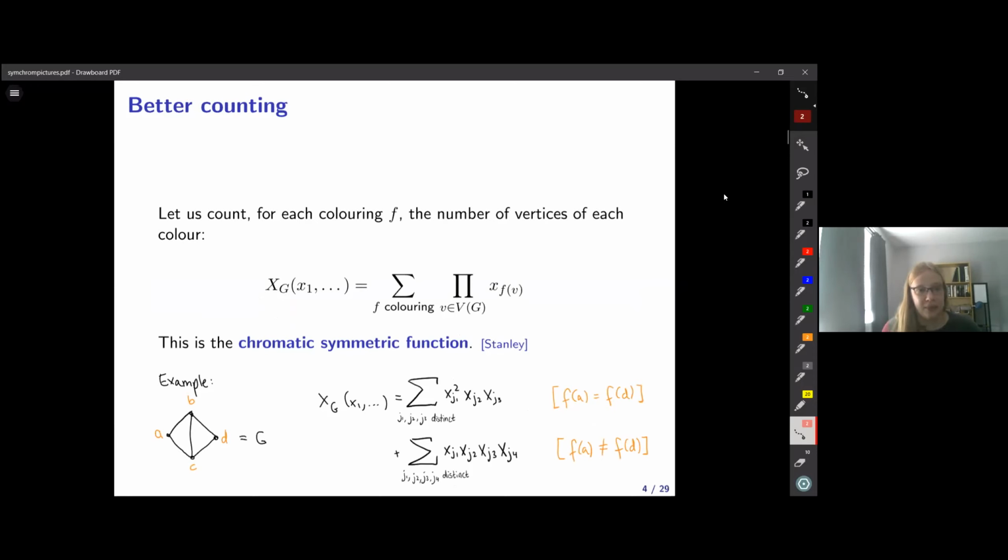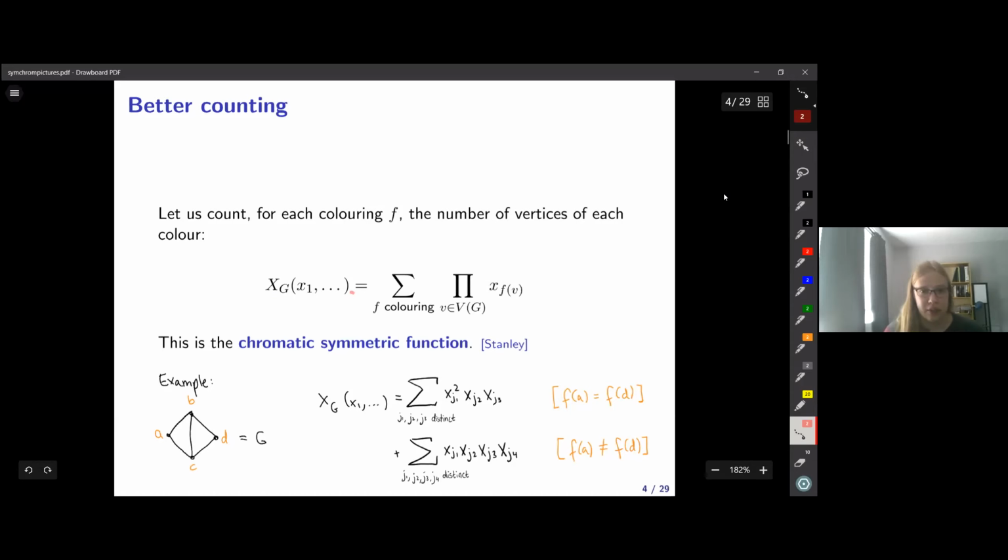So let's define the symmetric chromatic function. Basically the goal is we have the chromatic polynomial, it counts the number of colorings, but let's be a bit more careful and count a bit more. Let's, for each coloring, actually count how many vertices are in each color class. So I have a function, X_G, and now it's going to be in a countable number of variables, x_1 and so on, indexed by natural numbers.